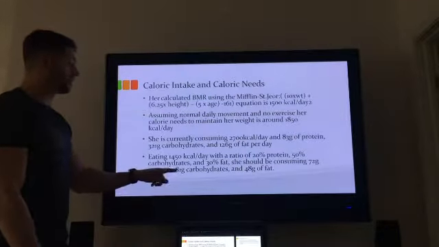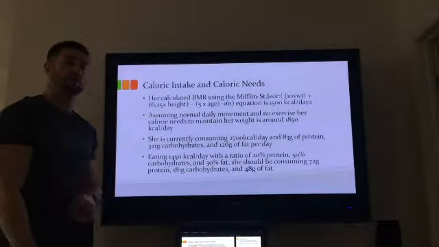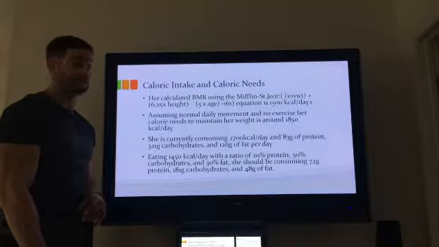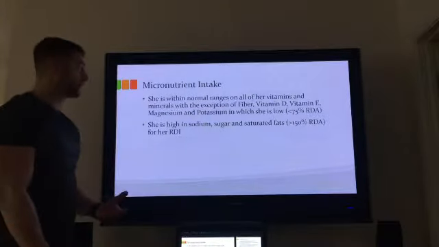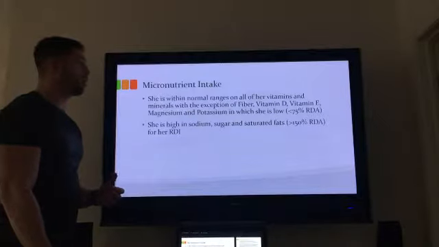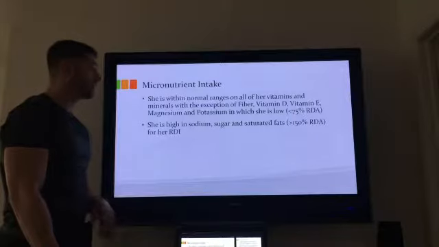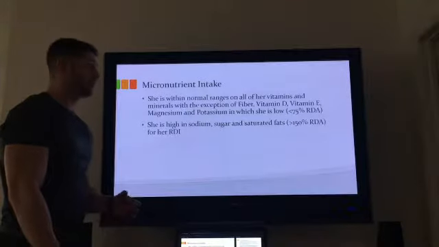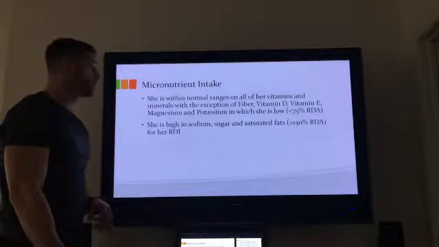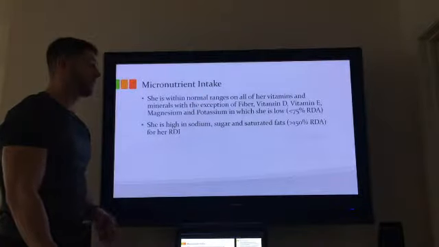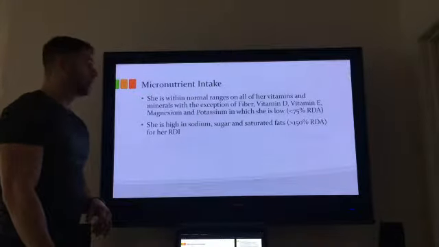And you can see the significant difference in the carbohydrates and in the fat. This is what is going to create that big calorie deficit for us. When we look at her micronutrient intake, she's within normal ranges on all of her vitamins and minerals, with the exception of fiber, vitamin D, vitamin E, magnesium, and potassium, which she was lower than 75% of her RDA. And she was high in sodium, sugar, and saturated fats. She was over 150% of her RDA.